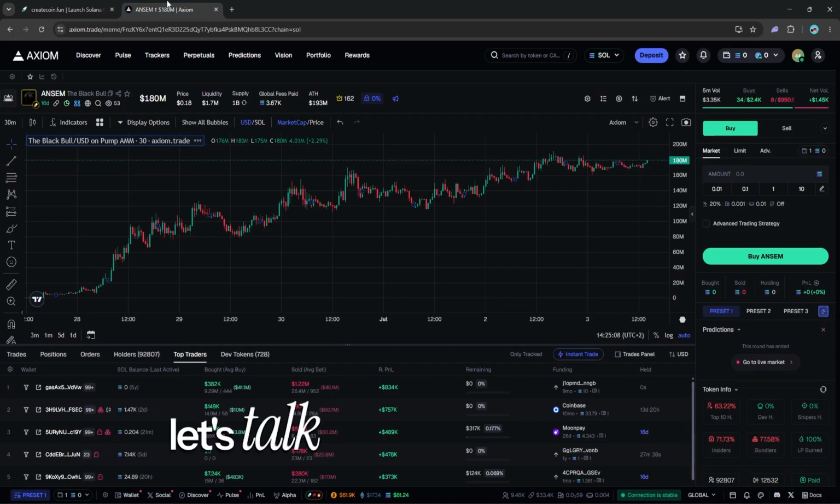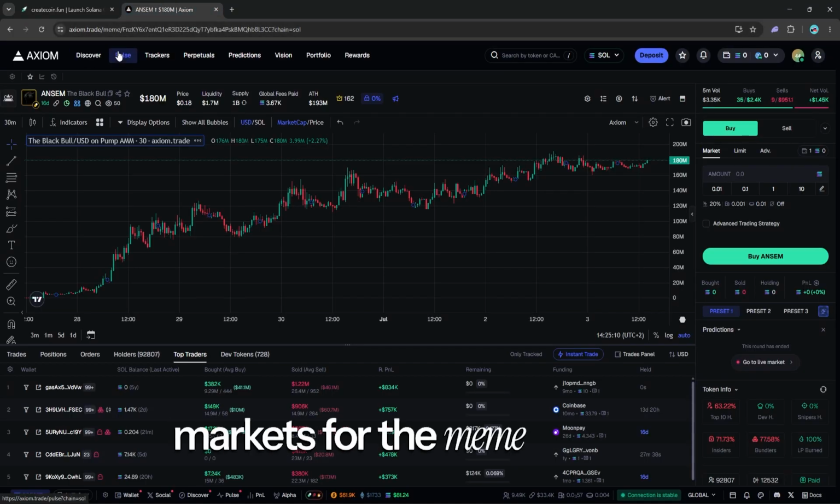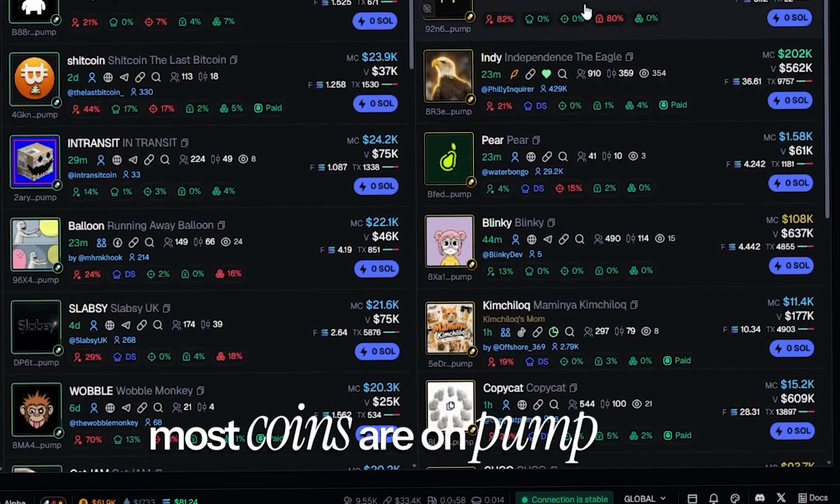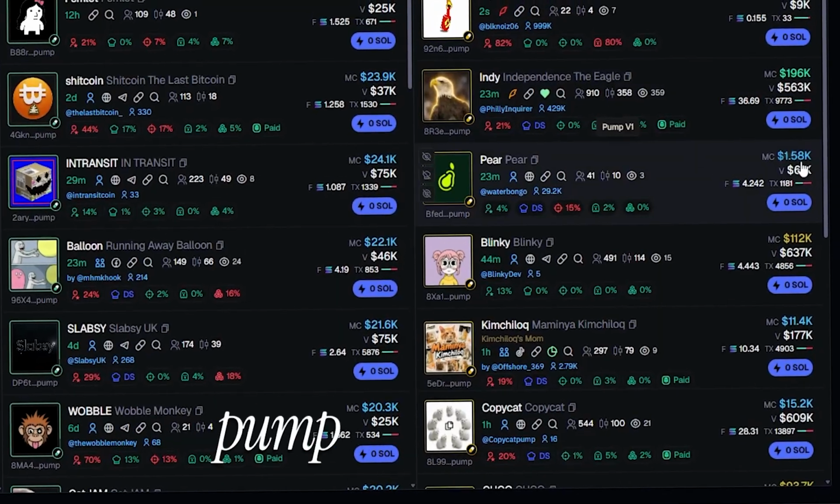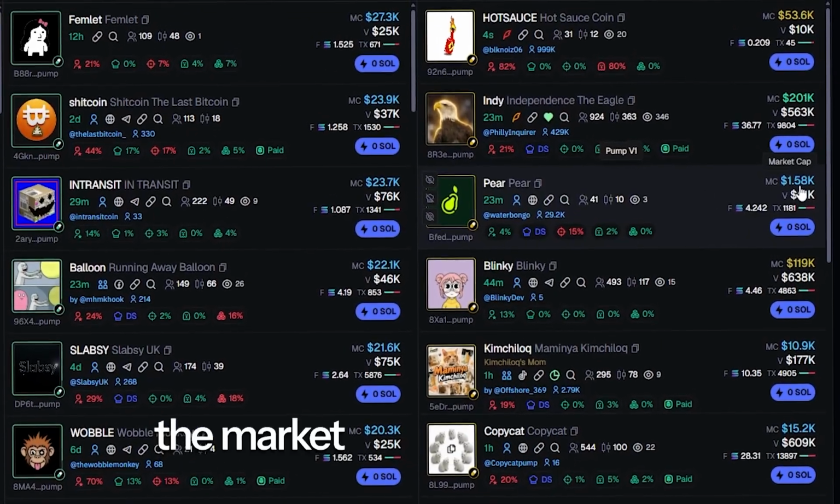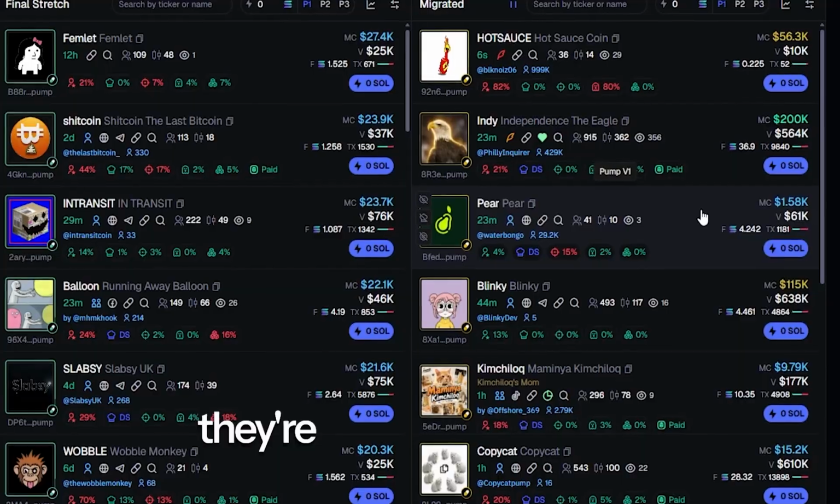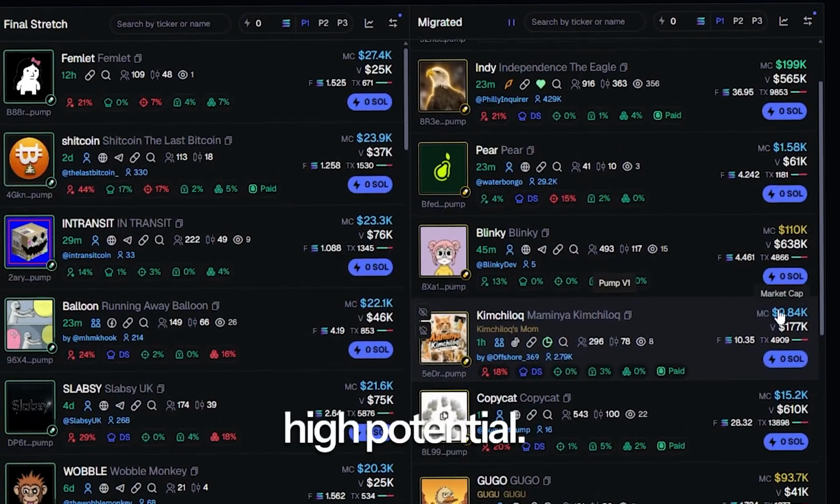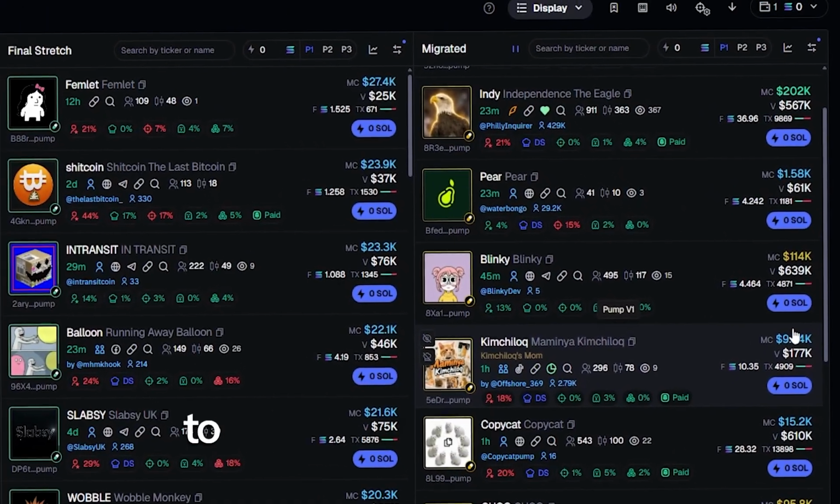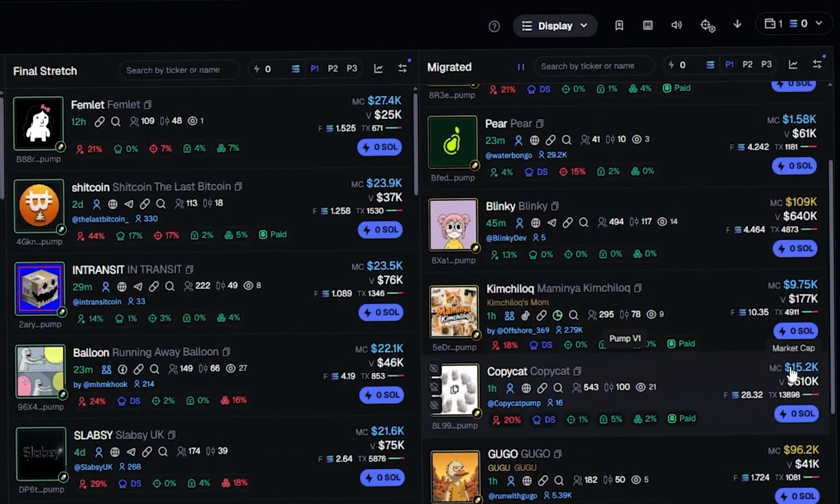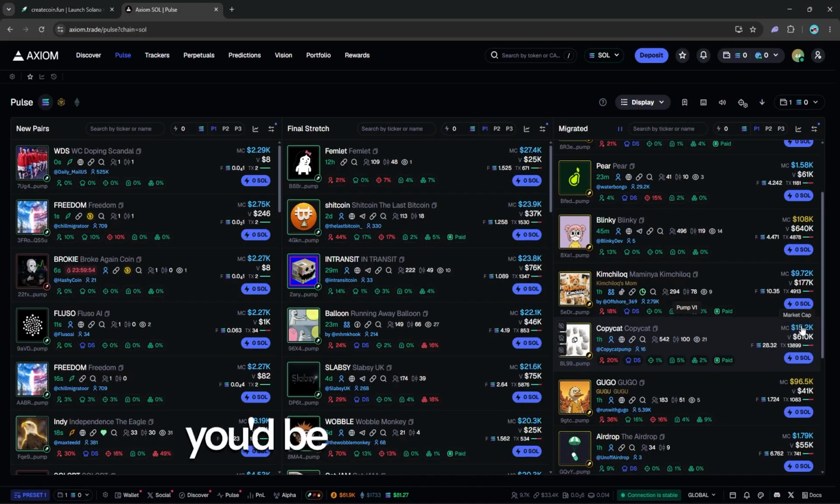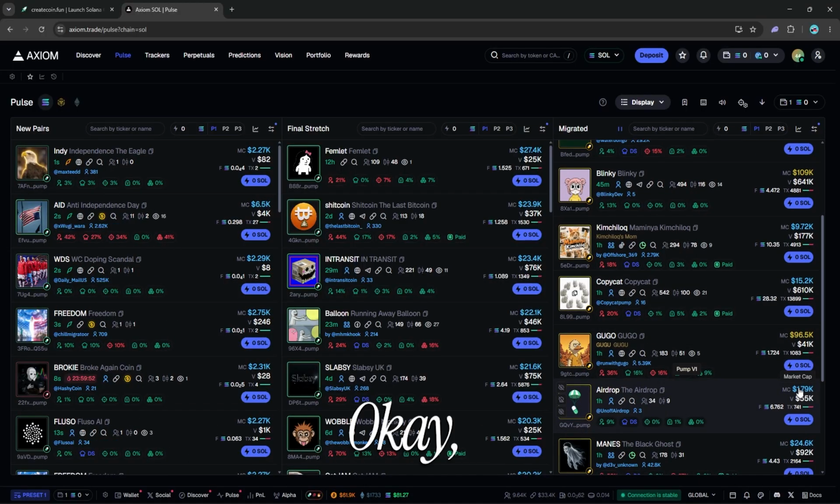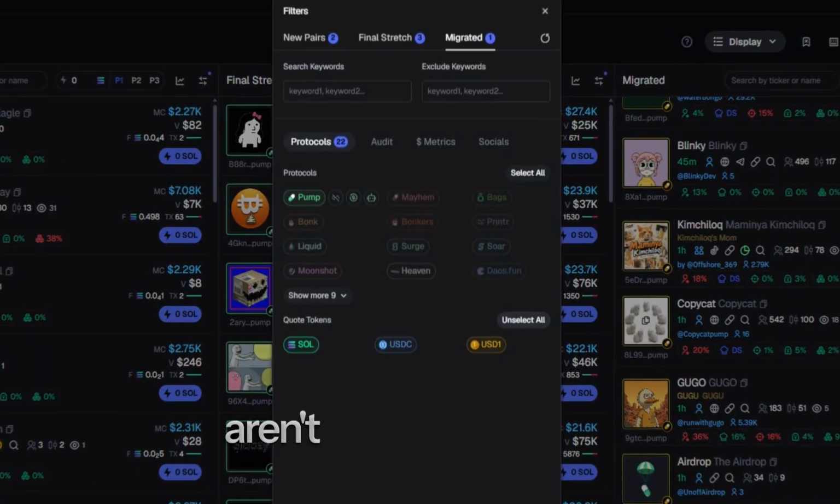But first, let's talk about the different markets for the meme coins. Now, most coins are on pump and a load of coins get put on the pump every second, and as you can see, the market caps aren't great. They're not reaching that high potential. Some of them are getting through nearly to 100k or just over 100k in some cases, but most of the time you'd be lucky to get past 1k, okay? So, you know, we've got all these here that aren't doing very well.